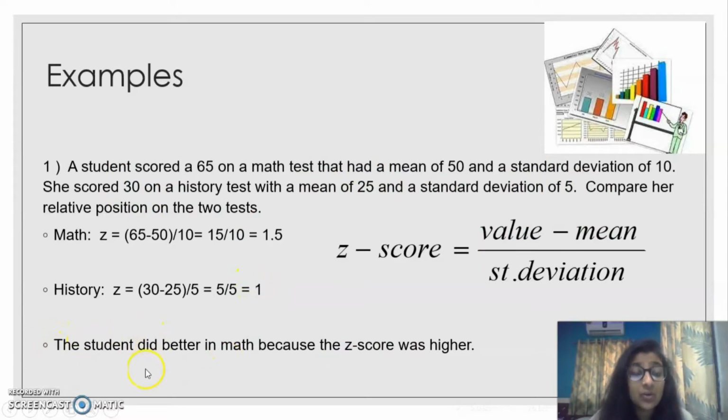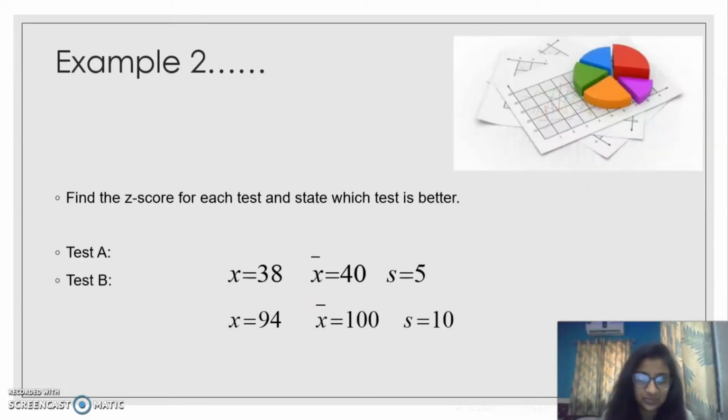Okay, so the student did better in maths because the z-score was higher. Now they are asking you to compare both the tests. So this pretty surely shows that the student was good in maths, that's why his z-score is above, which you can say is greater, larger.